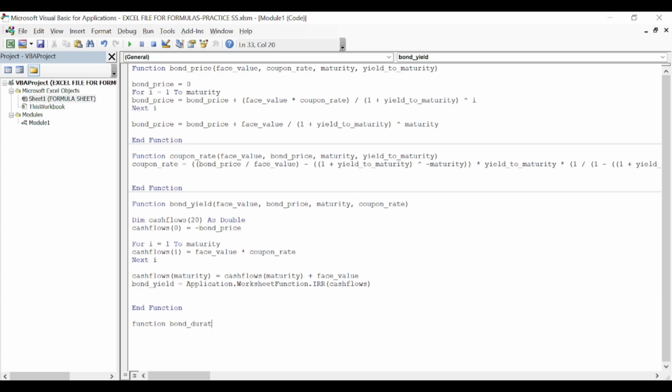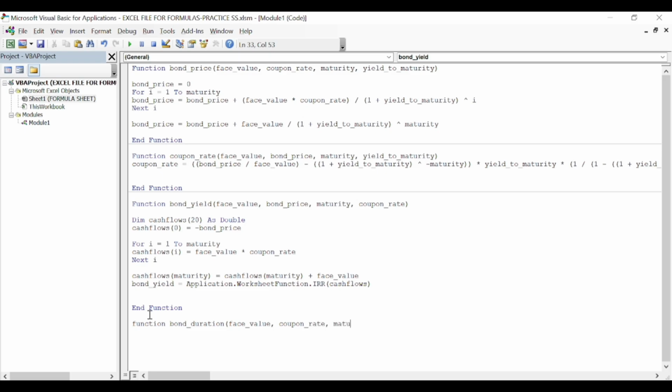Basically, it's Macaulay duration, and this tells us how long it takes on average to get back all the money you invested in a bond, considering both the regular payments, that is the coupons, and the final payment, that is the face value.